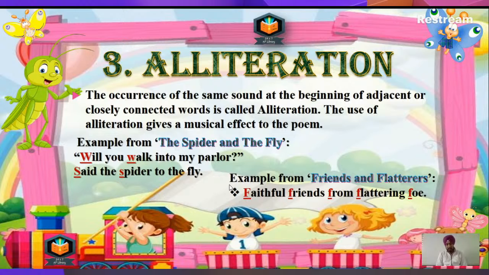Alliteration is the repetition of the same sound at the beginning of the words. The words can be adjacent or can be closely connected also. So these are adjacent words, one after the other, in Friends and Flatterers. The continuous words have the same sound at the beginning, and in the poem The Spider and the Fly we have the closely connected words.